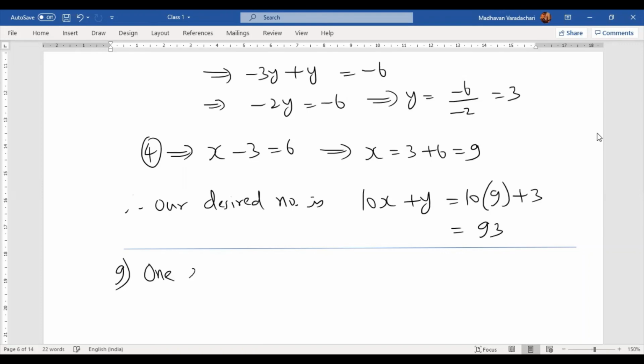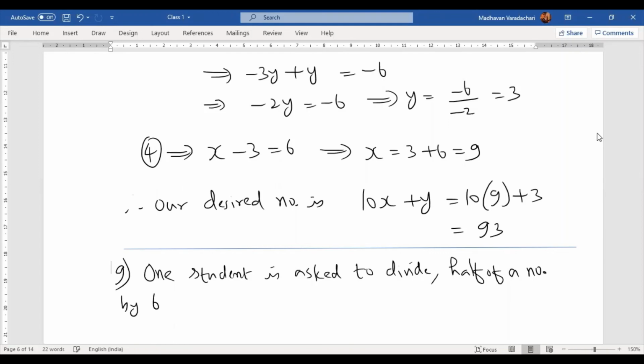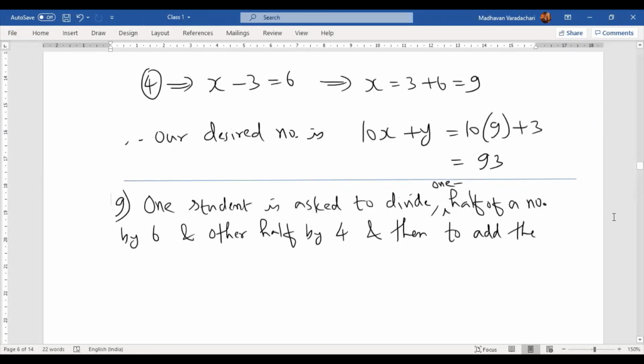One student is asked to divide one half of a number by 6, and the other half by 4, and then to add the two quantities.